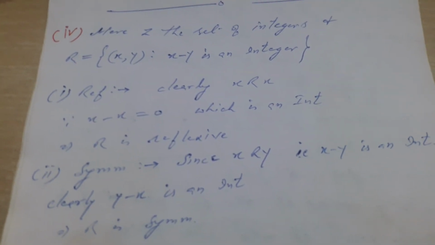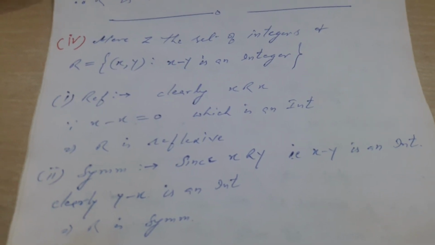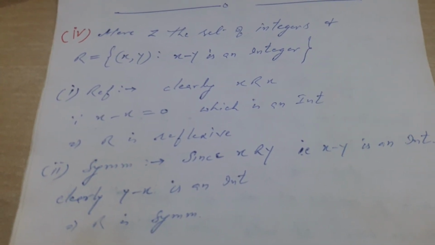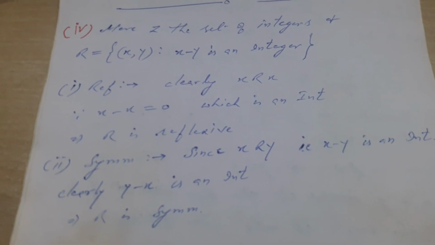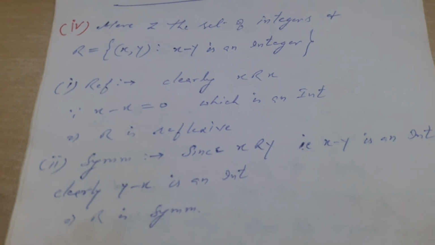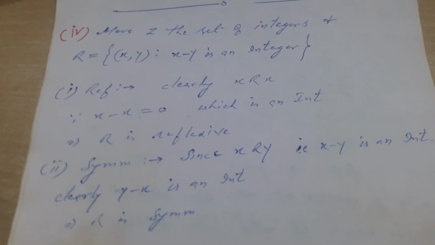Clearly we write here x is related to x. We know, I think everyone knows, that x minus x is always 0. That means if we subtract an integer from an integer, the answer is also an integer. Okay, 0 is an integer, so that's why we say R is reflexive.